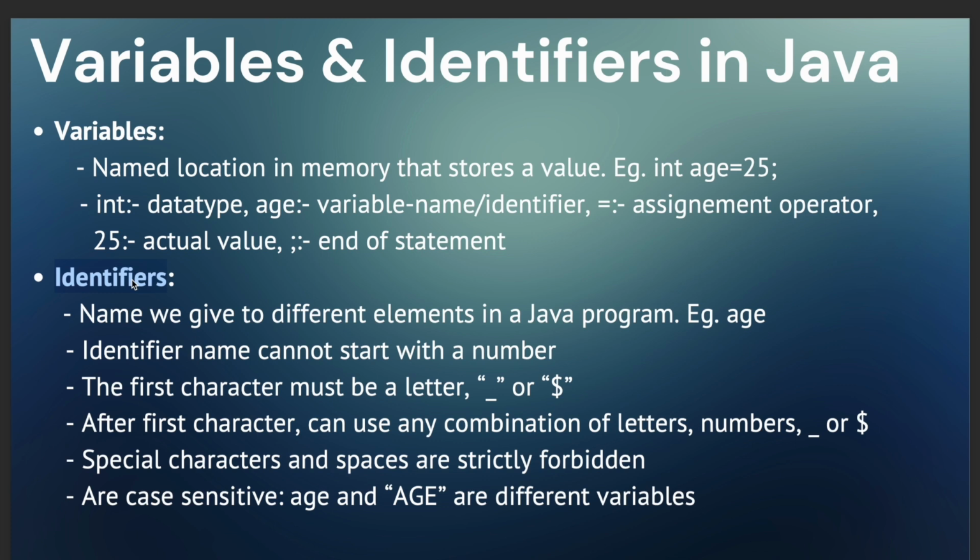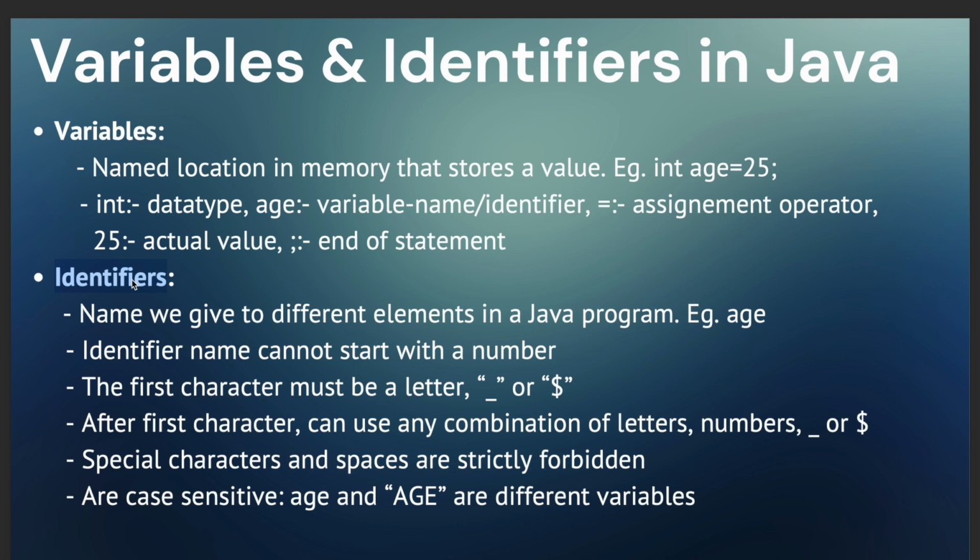An identifier is simply the name we give to different elements in a Java program. For example, the names of variables, methods, classes, and interfaces are all identifiers. Some examples are age, studentName, calculateSalary, Employee, or Runnable. Can we choose any name we like? Not quite. The Java compiler enforces a few strict rules for legal identifiers. If you break these, your code will not compile.